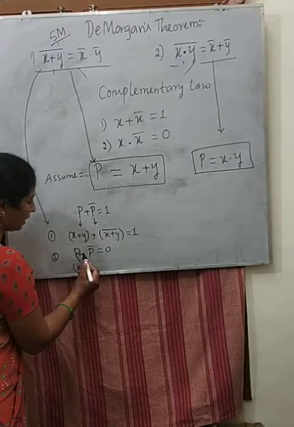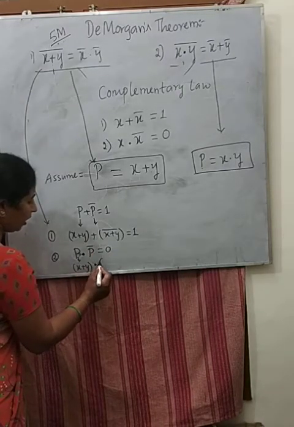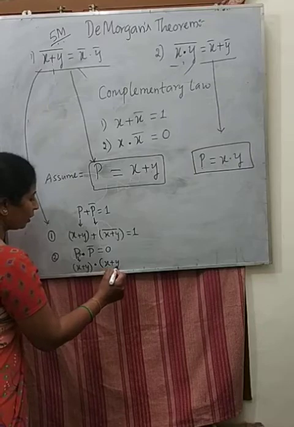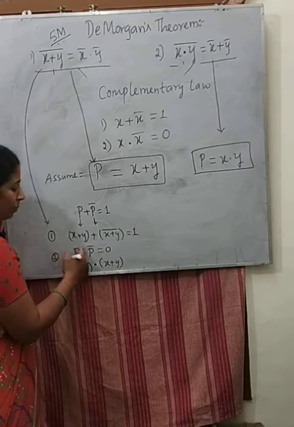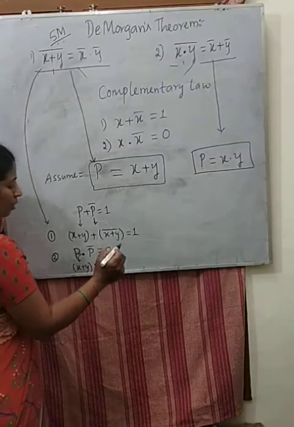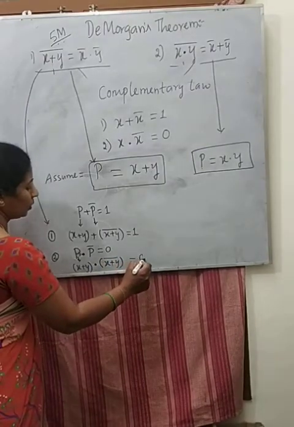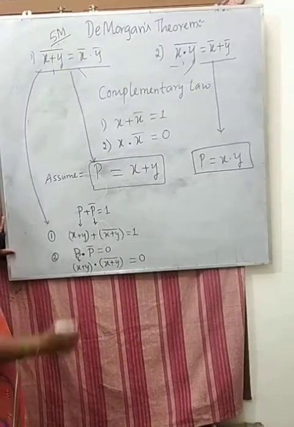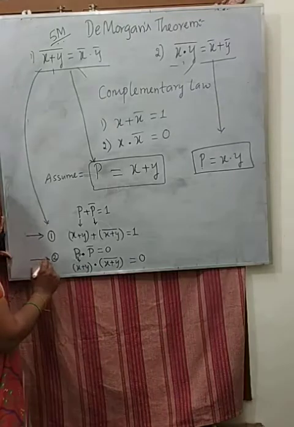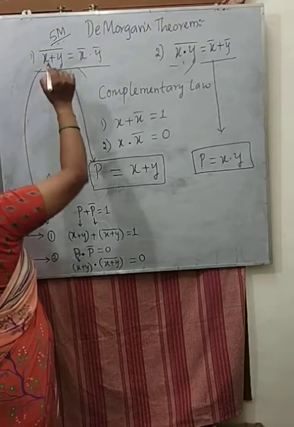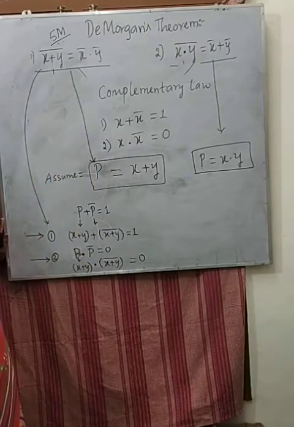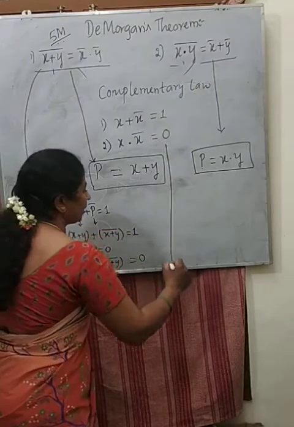Here the dot was there. What can I write? Dot (x plus y), here p has a complementation, hence it is a complement, that is equal to 0. These two parts we need to prove for De Morgan's theorem in the algebraic method. This is for the first theorem.